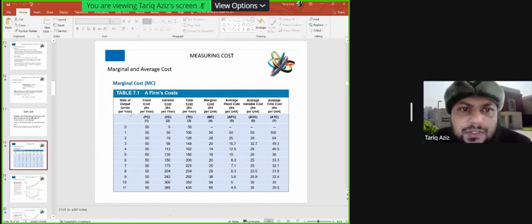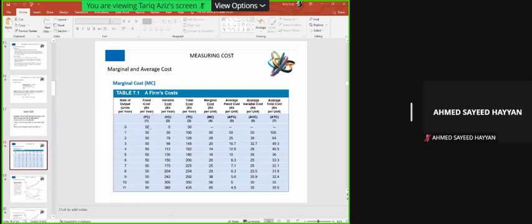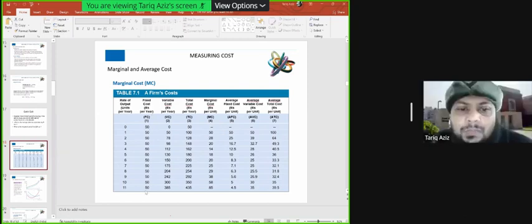Okay, so the first column is for the number of outputs, the rate of output, units per year. So 0, 1, 2, 3, 4, 5 up to 11. And the second column is for fixed cost. And as per the definition, fixed cost will remain constant. So it is 50 and it will remain 50 till the last point of data here. And the third column is for variable cost. And this is 0, then 50, then 78, and it is increasing till 385.